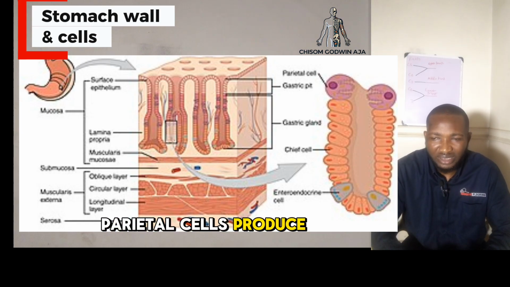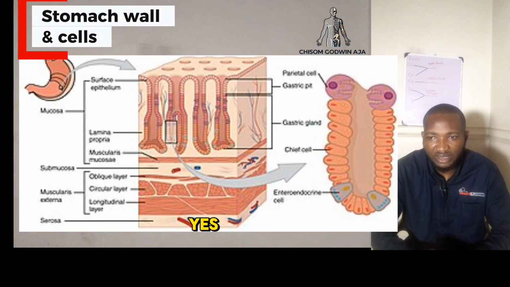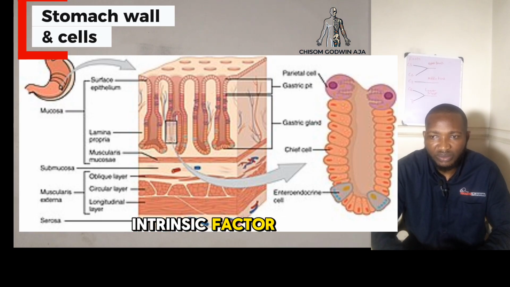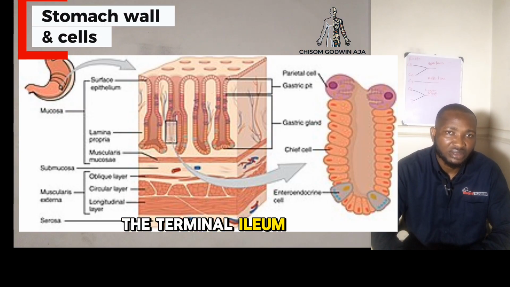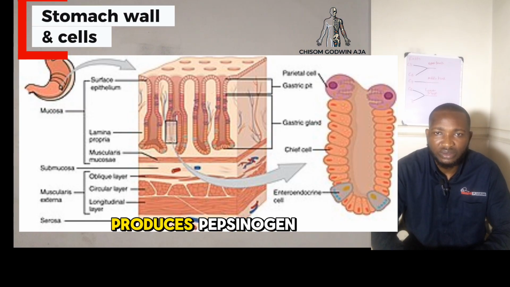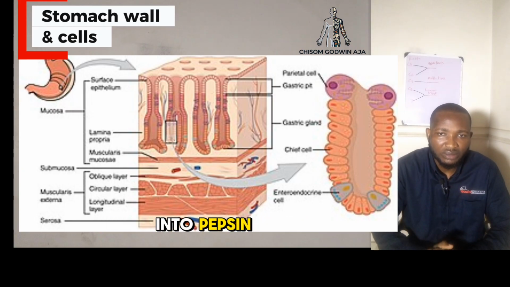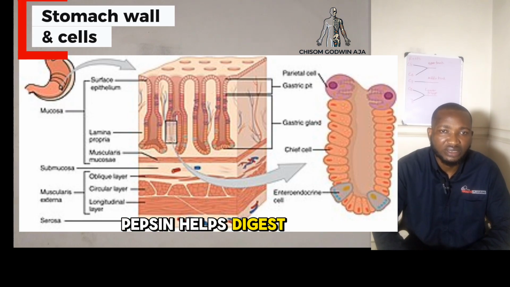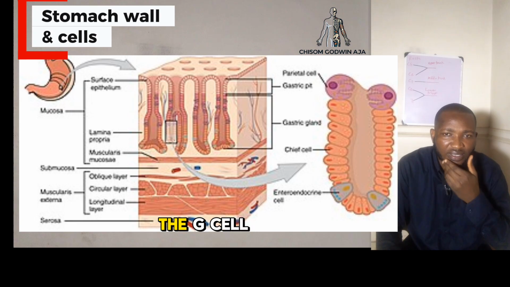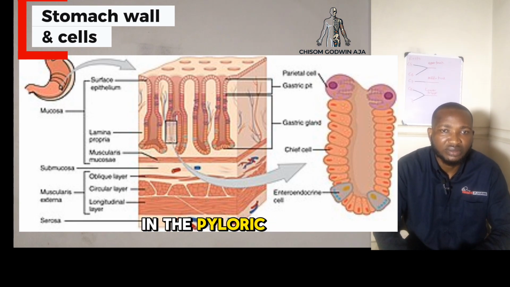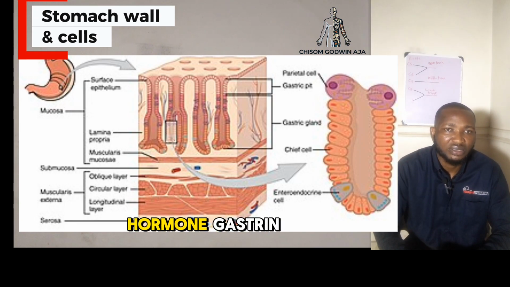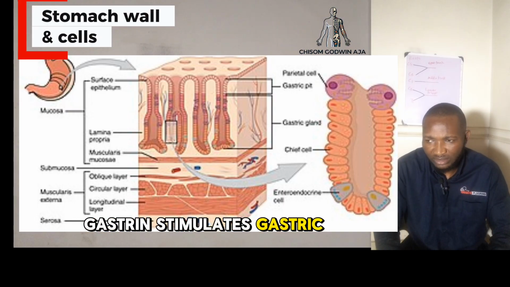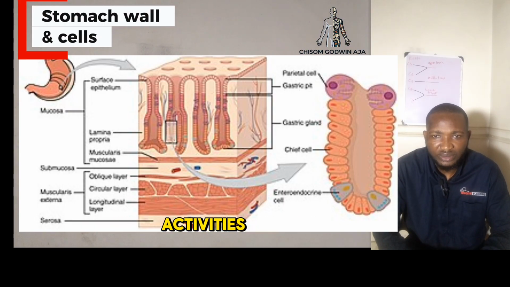Parietal cells produce hydrochloric acid. They also produce intrinsic factor, which is necessary for absorption of vitamin B12 in the terminal ileum. The chief cells produce pepsinogen. Pepsinogen is converted into pepsin in the acidic environment of the stomach. Pepsin helps digest proteins. The G cells are mainly found in the pyloric region. They produce the hormone gastrin. Gastrin stimulates gastric acid secretion and supports gastric activities.